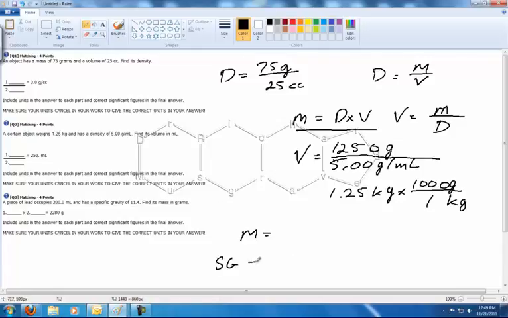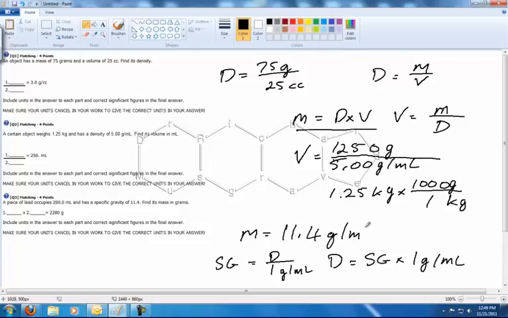Just to give you an idea of what specific gravity is. Specific gravity is the density of the object divided by the density of water, which is 1 gram per mil. So if we wanted the density of the object, it would just be specific gravity multiplied by 1 gram per mil. So if we've got a specific gravity of 11.4, that means the density is 11.4 grams per mil. The volume is 200.0 milliliters.